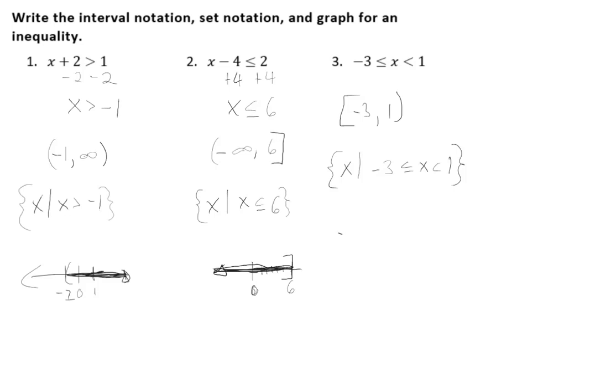And then on a graph, here's 0, here's 1, 2, -3. And so this would get a bracket, and 1 would get a parenthesis, and then everything shaded between them would be the graph. All right, let's look at another example.